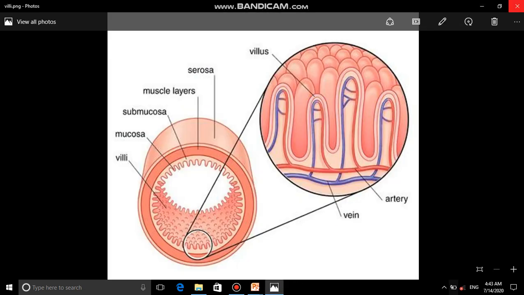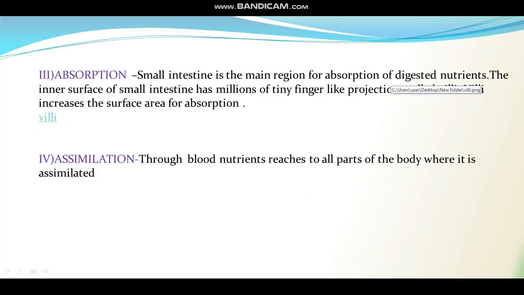Now, after that, assimilation step. Assimilation means that whatever you have absorbed from small intestine, glucose is absorbed, amino acid is absorbed, fatty acid and glycerol is absorbed in the small intestine. Assimilation simply means the utilization of these substances. Like glucose is utilized for respiration, amino acids are utilized to make new proteins. So this utilization step is called assimilation.